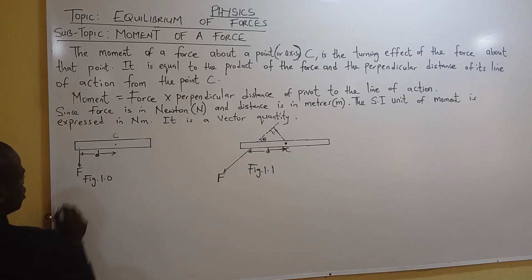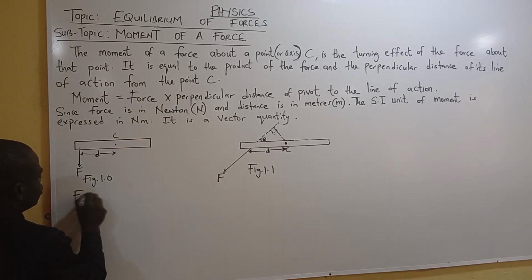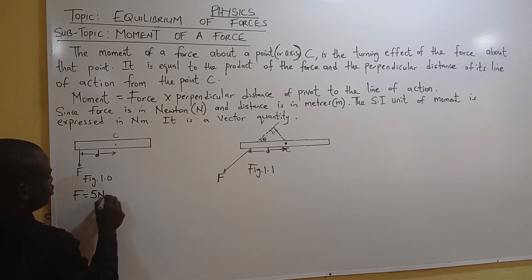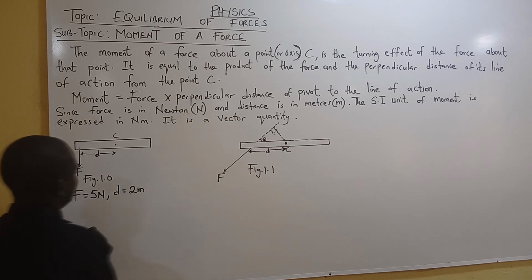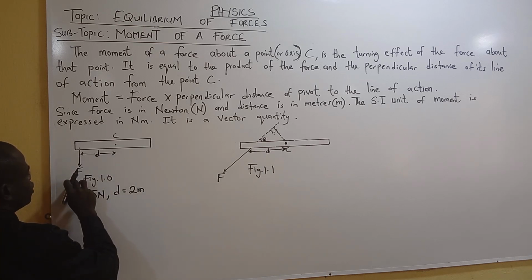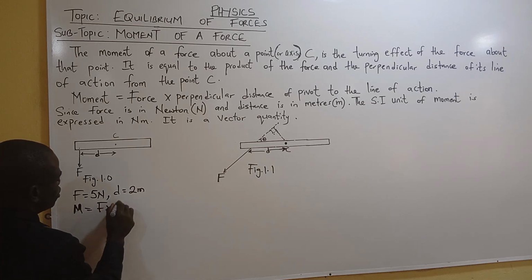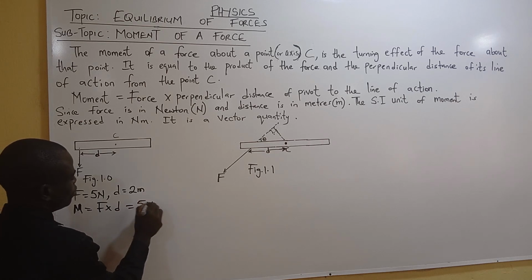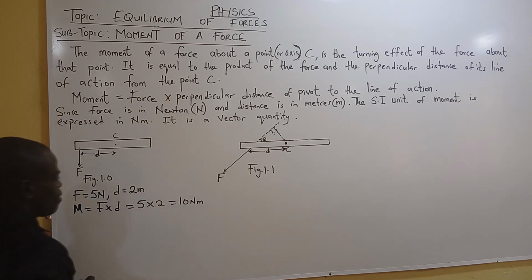Let's analyze what I'm trying to say. Now, let's assume our force is given to us to be 5 Newtons. The distance is given to us to be 2 meters. In this case, since force is perpendicular to distance, you now have moment M equals force times distance, which is 5 times 2, which is 10 Newton meters.